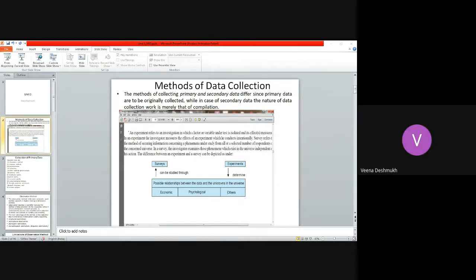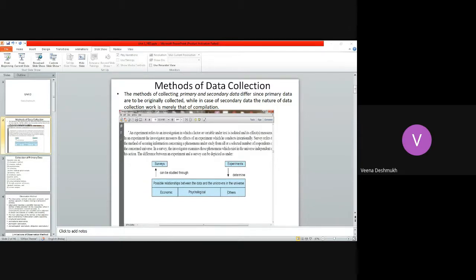So, the methods of data collection. Already we know the data is classified into two categories: one is primary data, and the second one is secondary data. Now what exactly is primary data? Can anybody tell me what is primary data?